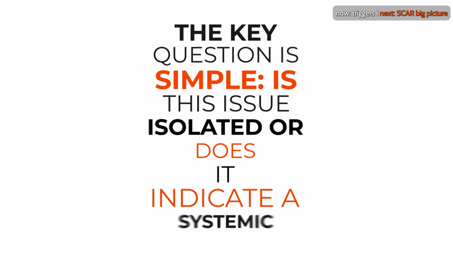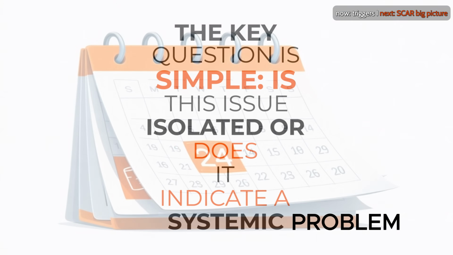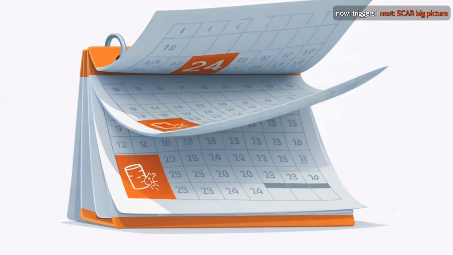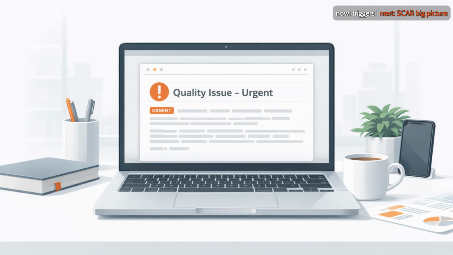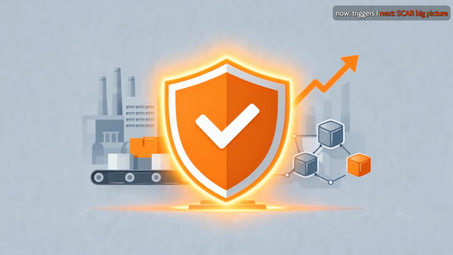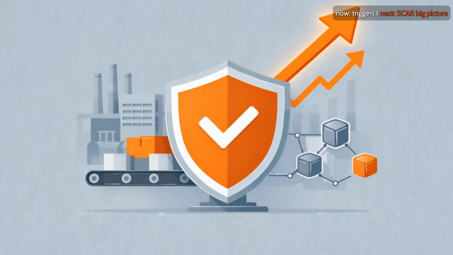The key question is simple. Is this issue isolated, or does it indicate a systemic problem? If the root cause could reoccur and impact quality, delivery, or safety, a SCAR is justified. Used correctly, a SCAR protects your organization and drives structured supplier improvement.